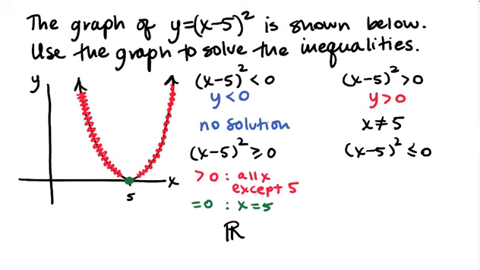And then for (x minus 5) squared is less than or equal to 0. Okay, well, we know that less than 0 is never. And equals 0 happens at x equals 5. So I can conclude that it's just x equals 5.